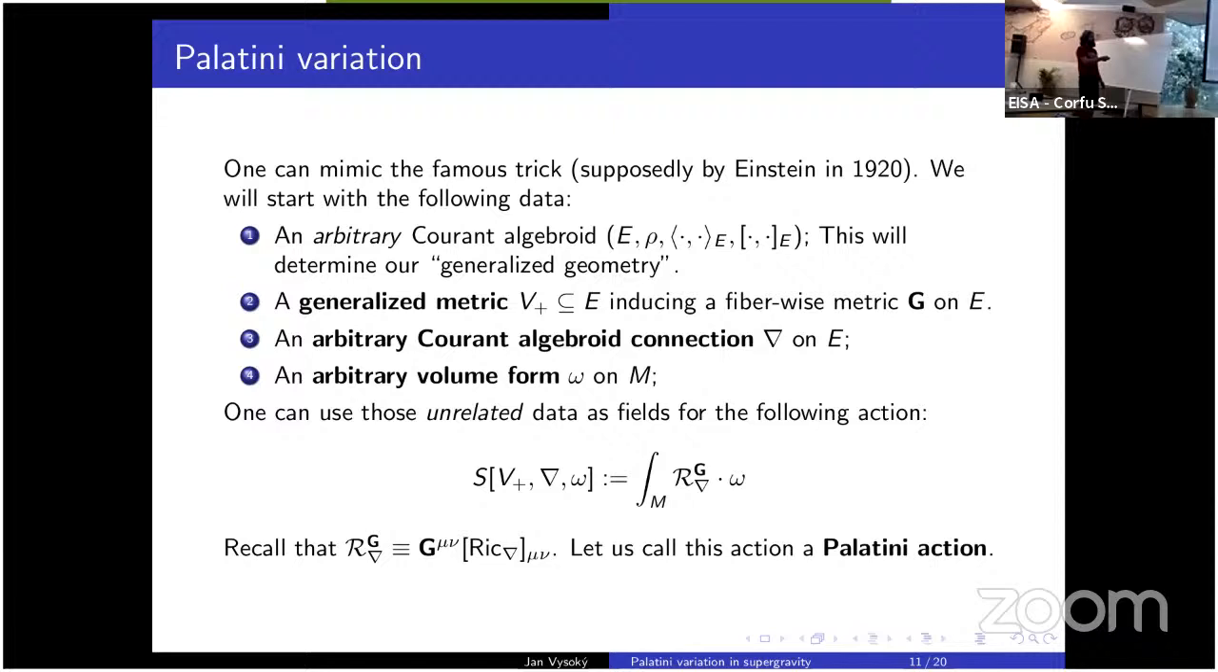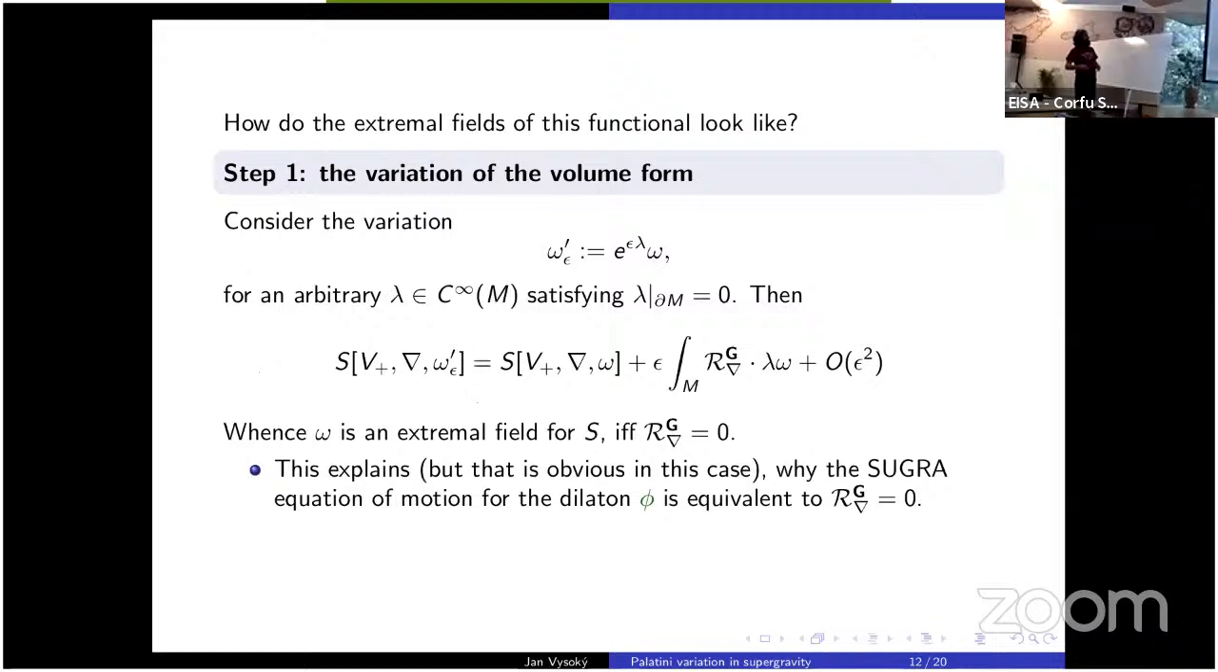And you can take these three pieces of data and construct an action. So you simply use this G, which is now unrelated to nabla, and take the trace of the Ricci tensor to construct the scalar function. And you integrate this scalar function over omega, that is, integrate over M. We call this the Palatini action. And then you look at the equations of motion of this action. So this is a kind of easy exercise.